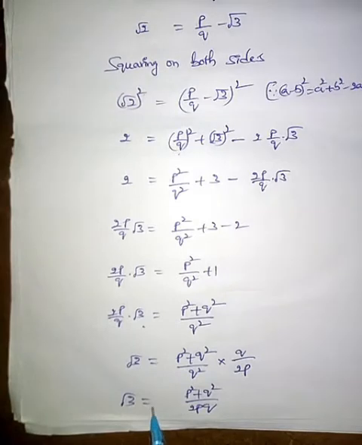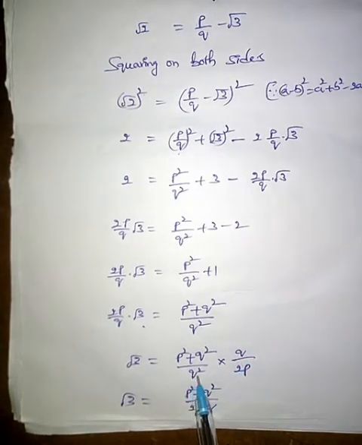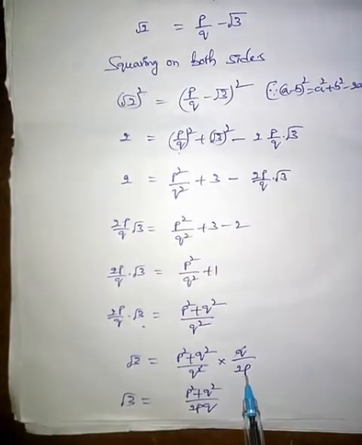So that is root 3 equal to, here in the denominator we have q, and in the other denominator we have q square. Q square gets cancelled, so the remaining values in the simplified form is root 3 equal to p square plus q square by 2p into q, that is 2pq.